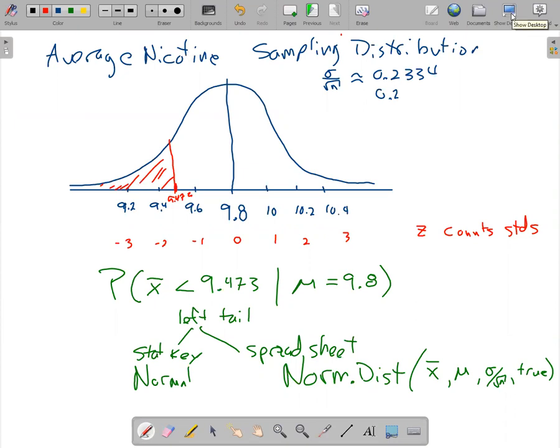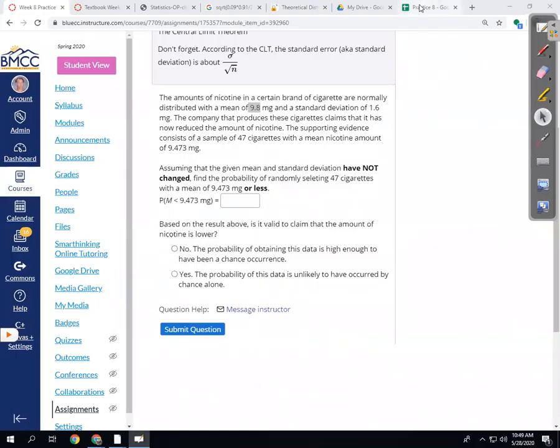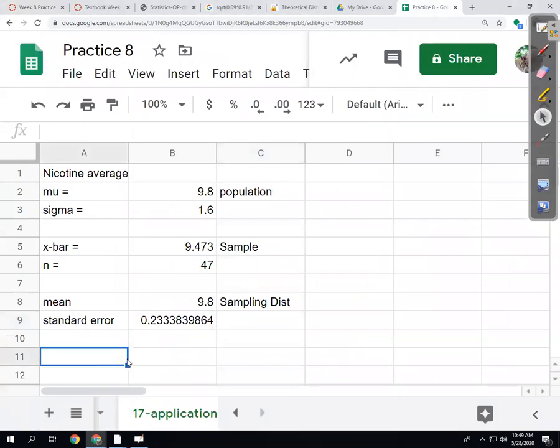All right, let's do it. So calculator time. Let's do this one first. So I want to find the probability that x bar is less than 9.473.